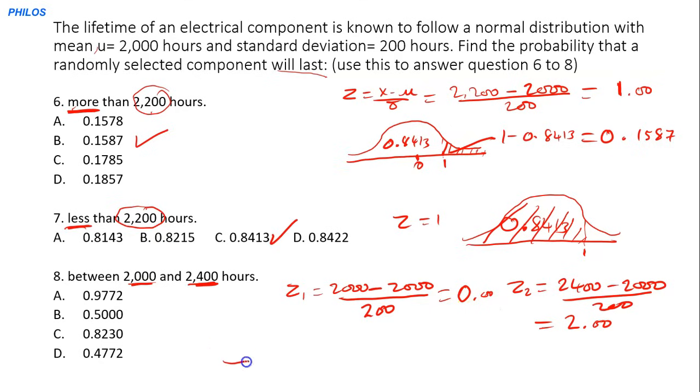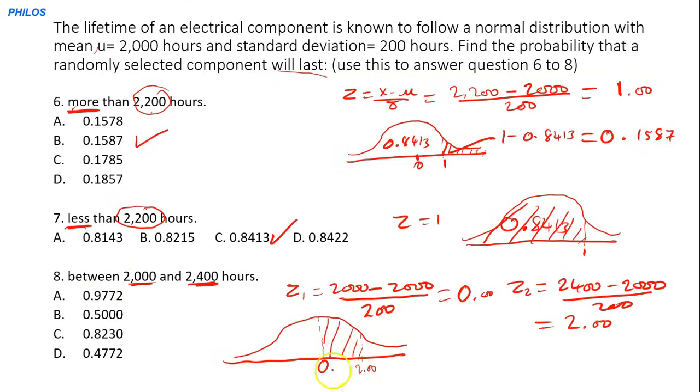So let's sketch the curve. Now we know that the middle of the curve is 0, isn't it? So we already got our 0, z1. Now remember, negative scores will be here and positive scores will be here. So we have positive 2. So let's put it somewhere here. Positive 2.00. But the question wants us to find area between 2000 and 2400. It means between 0 and 2. So it wants us to find this area.